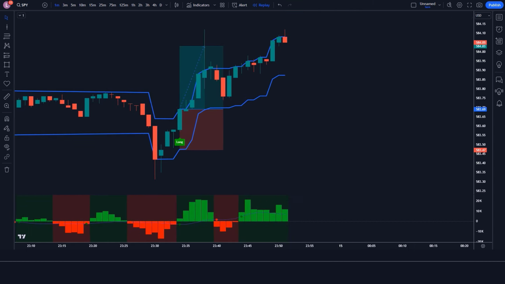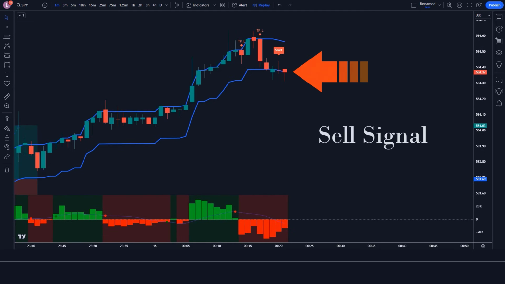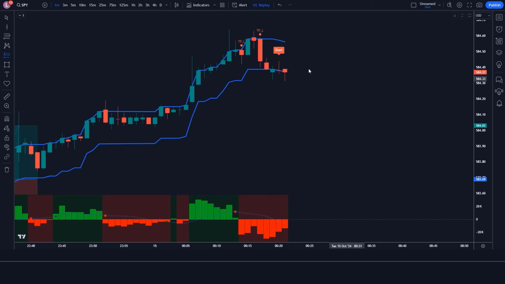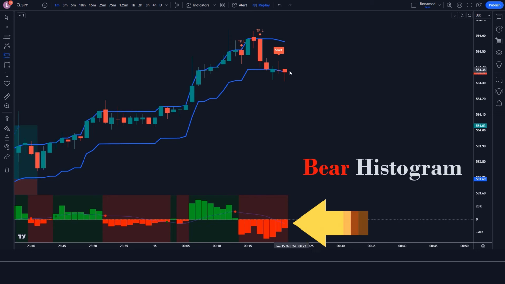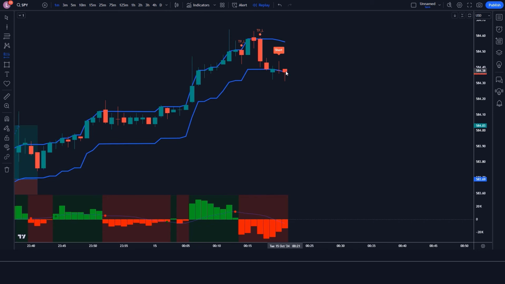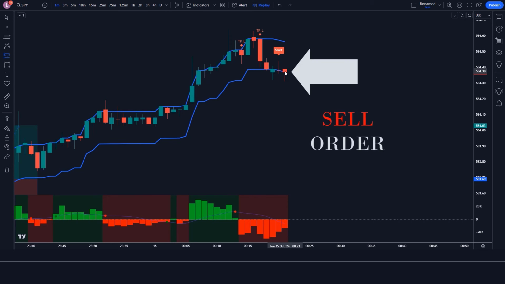Let us now understand the short position. When the Black Pika's indicator gives us a sell signal, when the Klinger Volume Oscillator shows a bear histogram, and when the market forms a bearish candle, if this condition is fulfilled, then we will place a sell order.